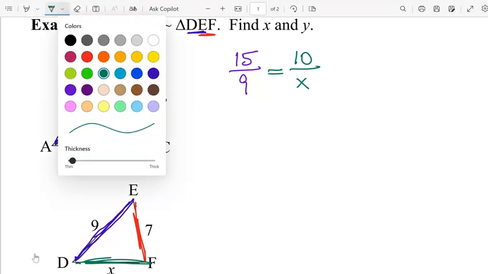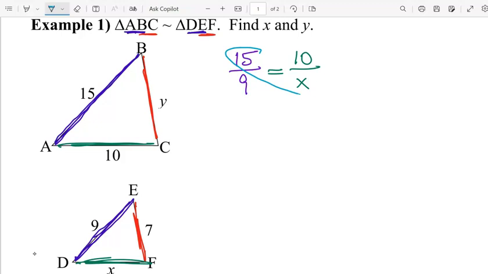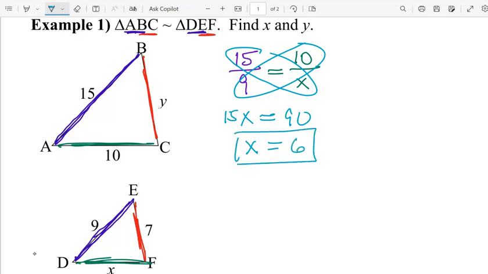In order to solve a proportion, you have to cross multiply. So that means 15 times X is equal to 9 times 10, which is 90. Now if we divide 90 by 15, that's going to give us 6. So when we solve for X, we're going to get 6.